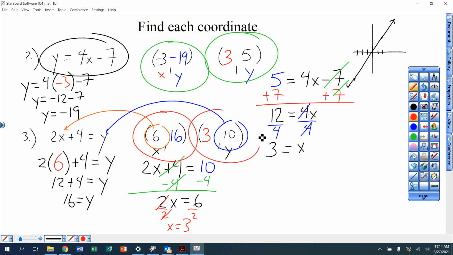And like I said, if you were to graph this line, both those points would be on this line.